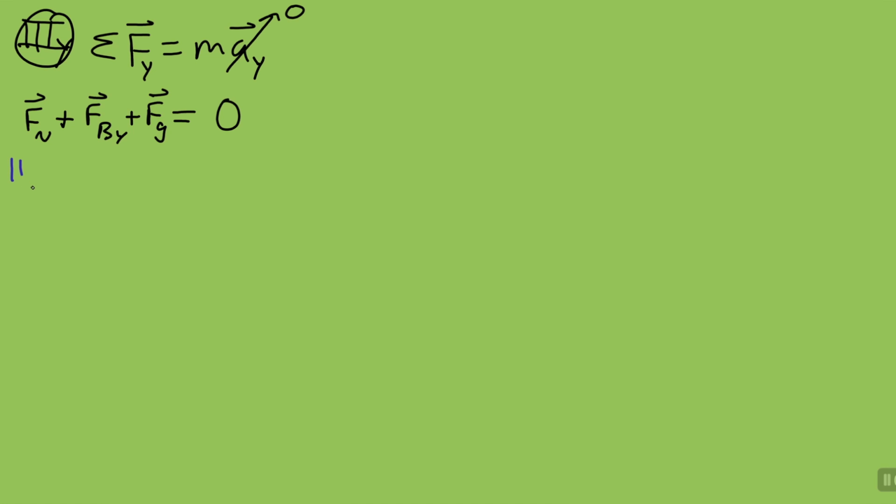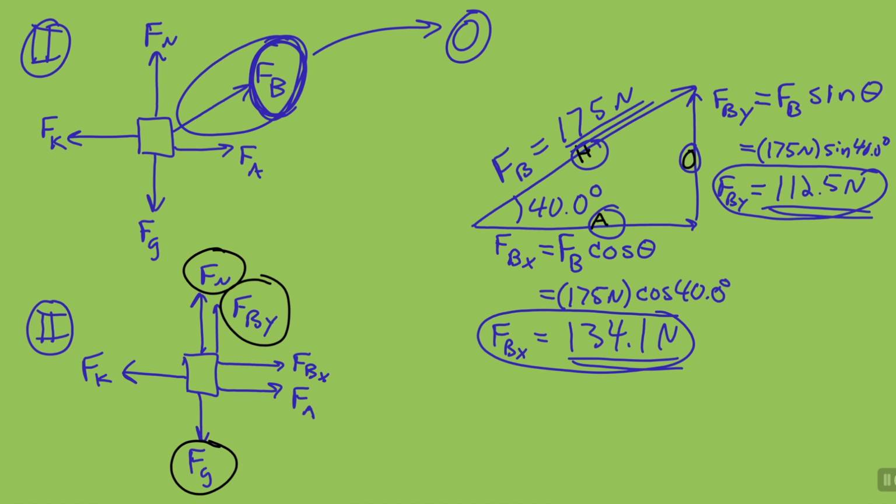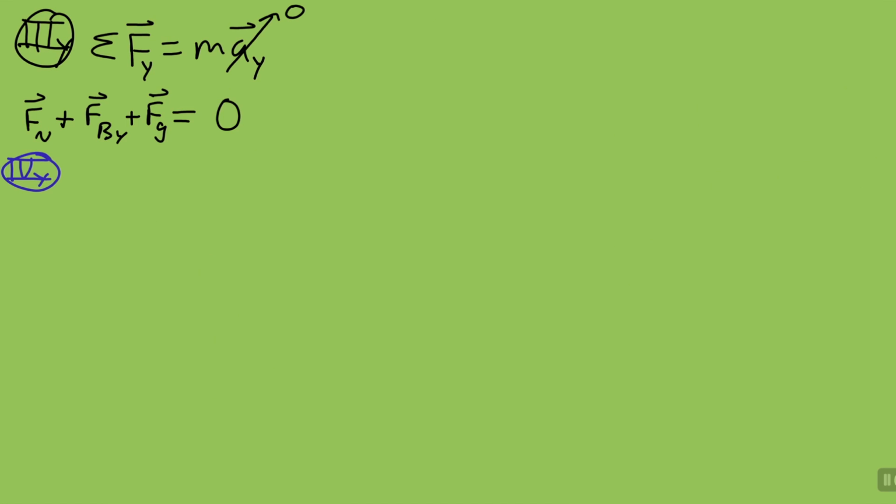So now on to step 4 on the y side. So step 4 is math. The first part of math is take your hats off and put in your signs. So I've got to figure out what signs are going to go with F sub n, F sub by, and F sub g. So if I look at my sketch, F sub n is going up, so that's going to get a plus. F sub by is also going up, so that gets a plus. And F sub g gets a minus because that one's going down. So now that I take off my hats, that's going to give me F sub n plus F sub by minus F sub g. And all of this is going to equal 0.